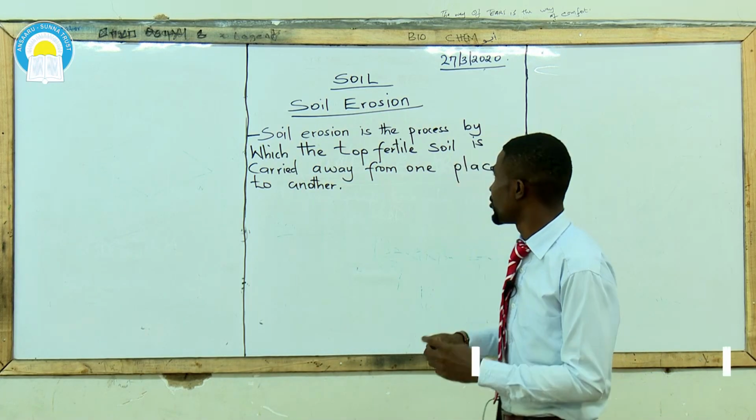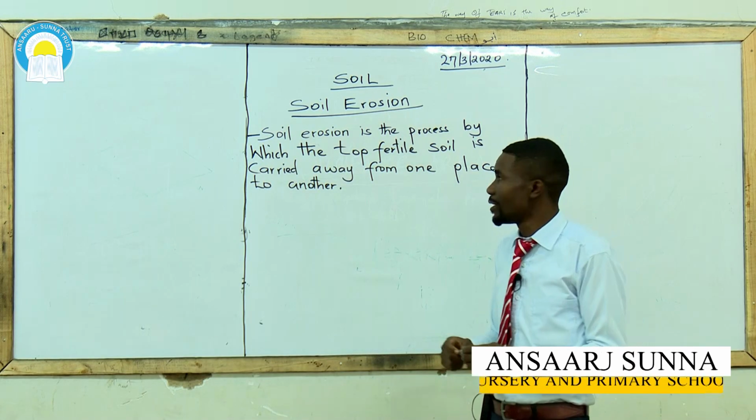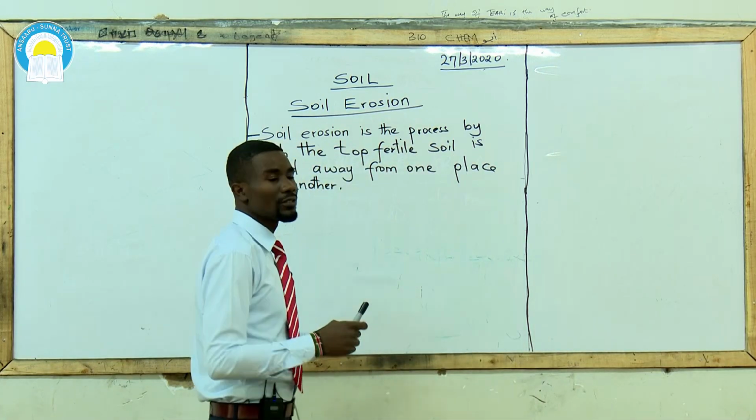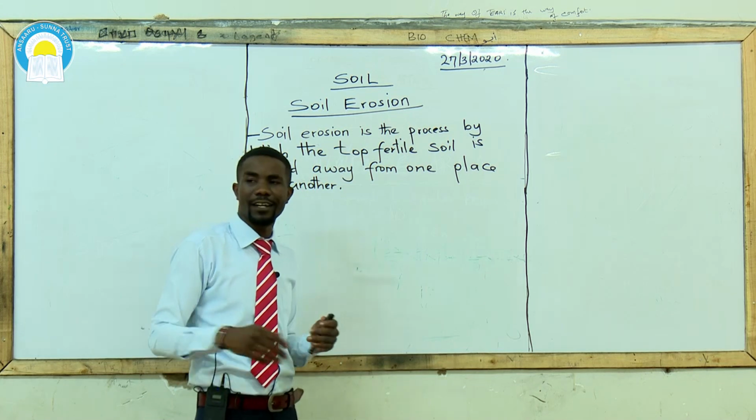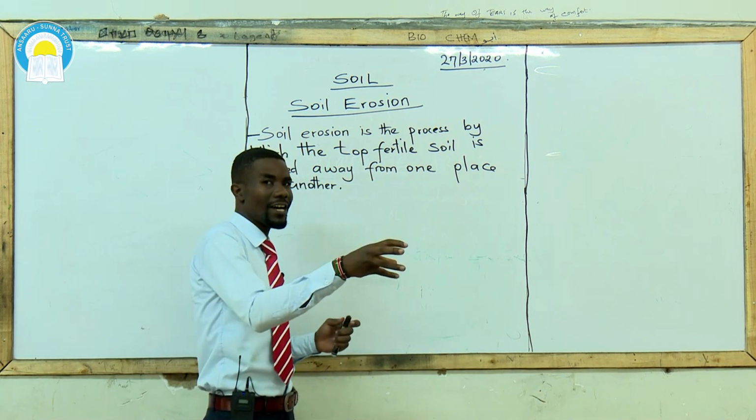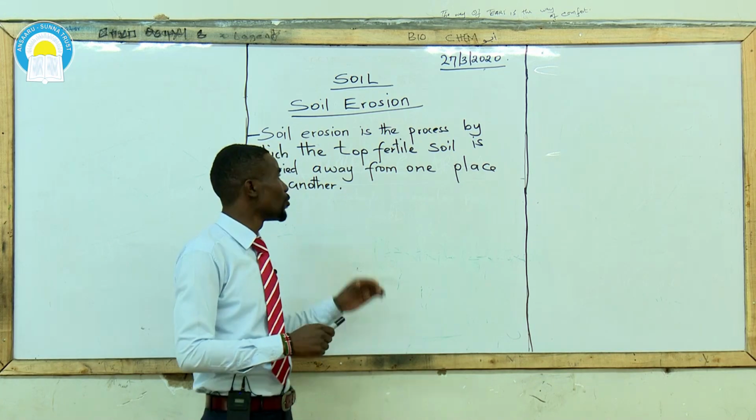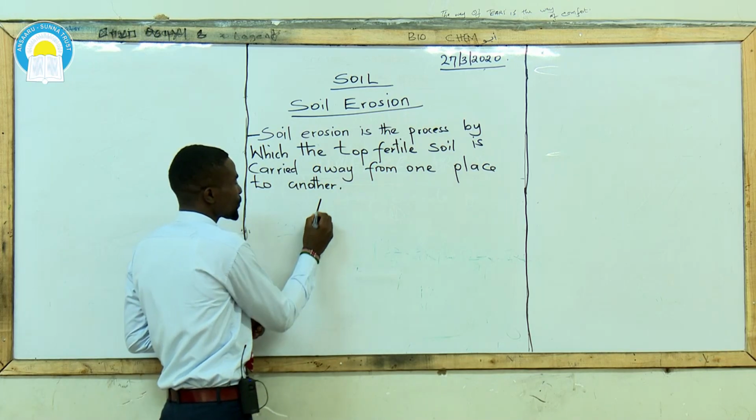Before we continue, we need to know the meaning of soil erosion. We have written it here on the board: soil erosion is the process by which the top fertile soil is carried away from one point to another by the agents of soil erosion. So we are going to look at the agents of soil erosion.